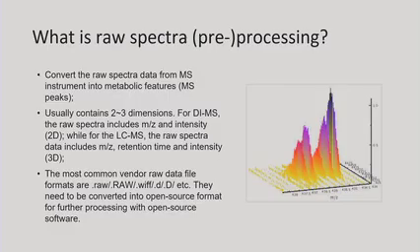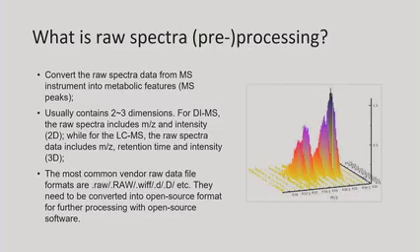Mass spectrometry data usually contains 2 to 3 dimensions. For example, for direct injection MS, the raw data include the m/z and intensity dimensions. This is the 2D data. And for LC-MS, there's another dimension named retention time, so this data includes m/z, retention time, and intensity. This is the 3D data.